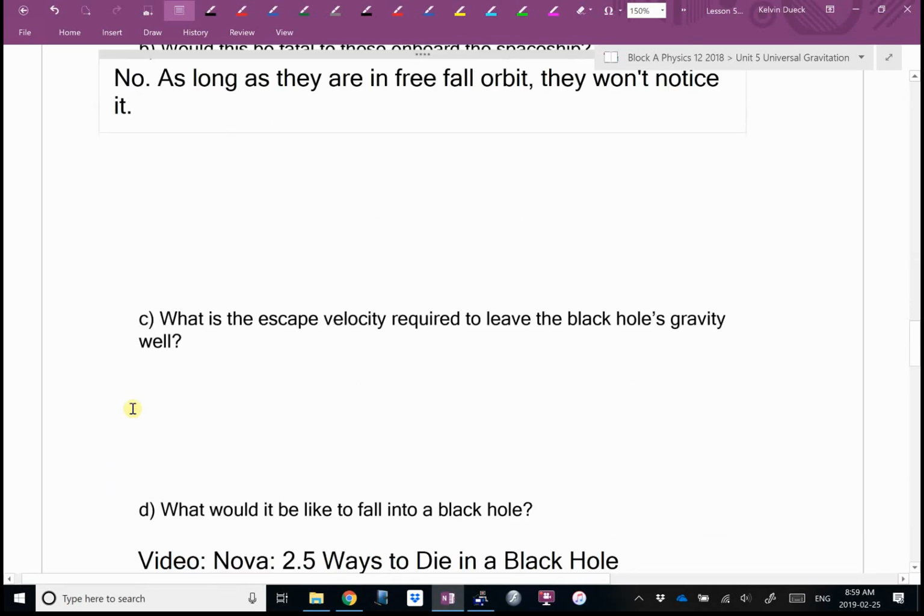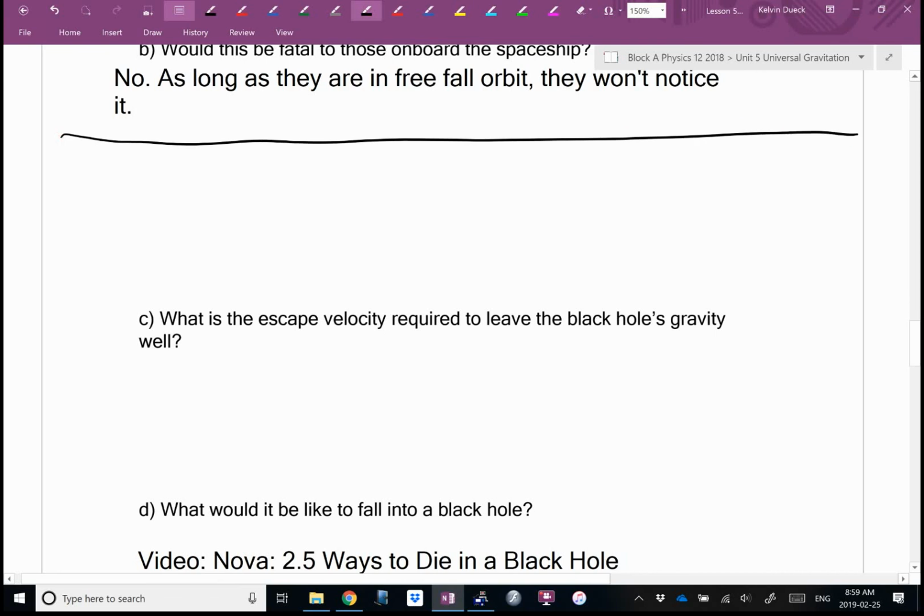What's the escape velocity required to leave a black hole? To leave, and here's how I phrased it, the black hole's gravity well. How did we find escape velocity? There will be an escape velocity question on your test. How did we find escape velocity? It should be called escape speed. What approach did we use? How much work? This question didn't say how much work. What did we use to derive our equation for escape velocity?